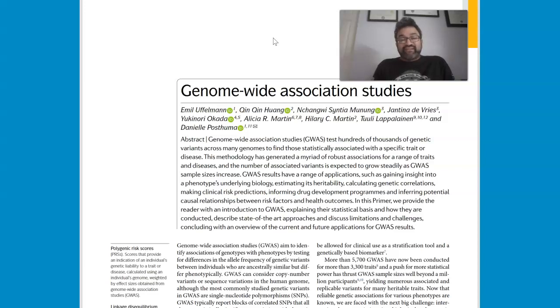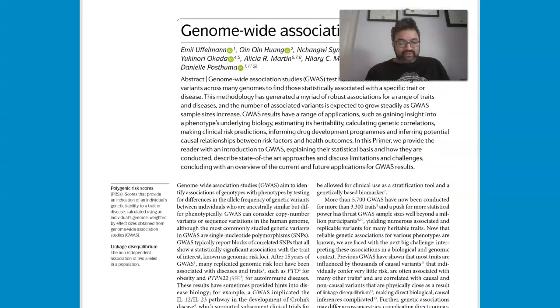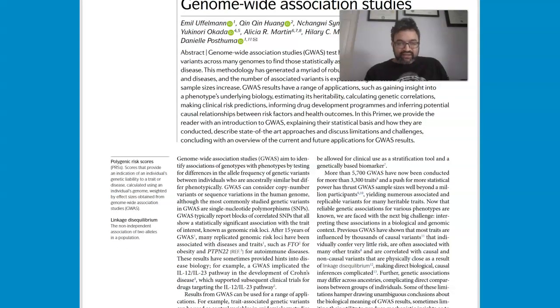Anyway, with all of that said, here is a little bit of a description of what the aim is for GWAS. So that's good to know first. It's to identify associations of genotypes, simply. So associations between the genotype that's in place, the CGAT code, and the phenotypes, by testing for the differences in the allele frequency of genetic variants between individuals who are ancestrally similar but differ phenotypically.